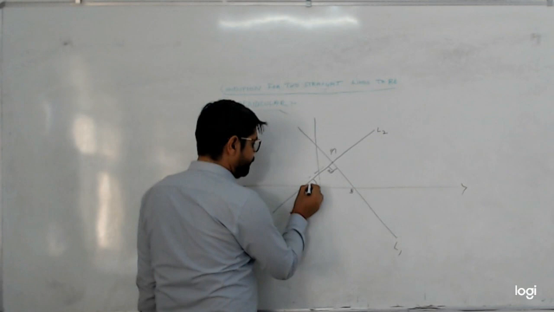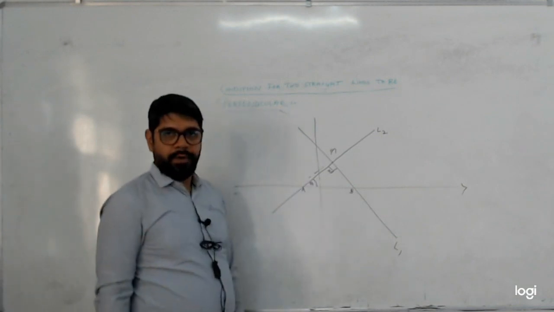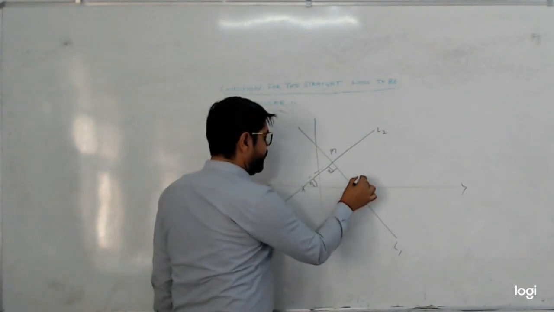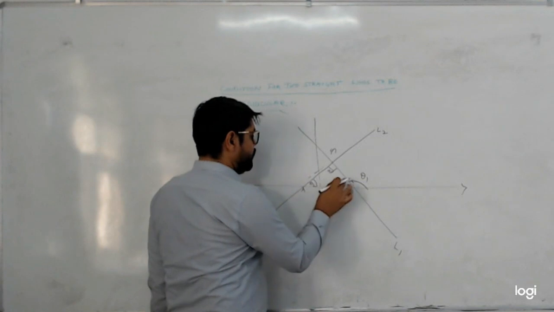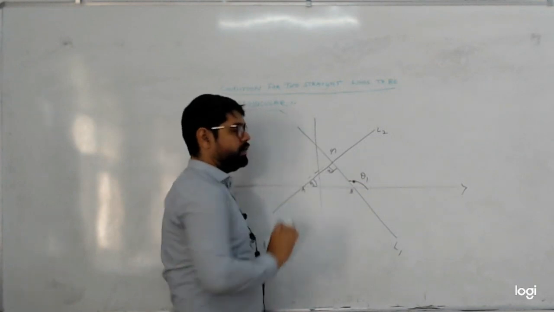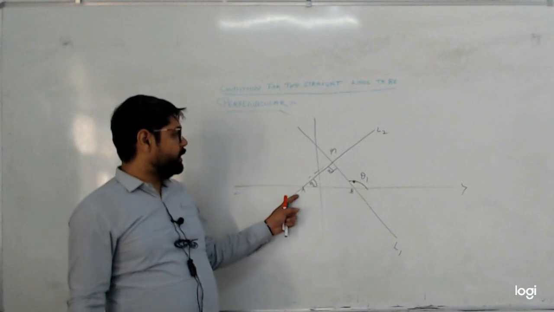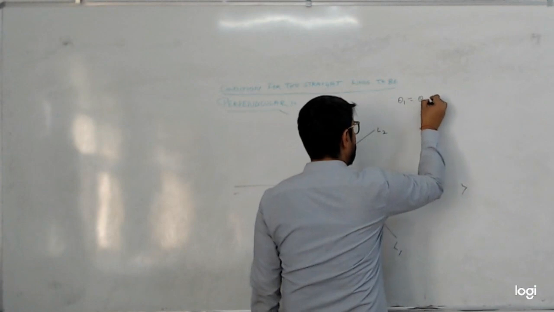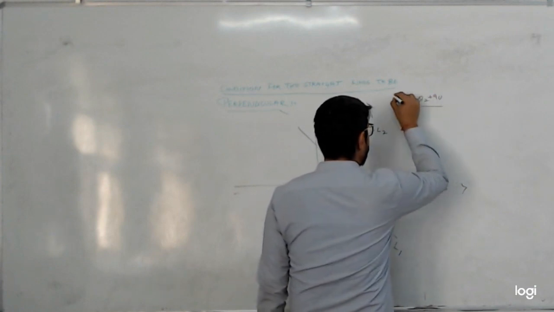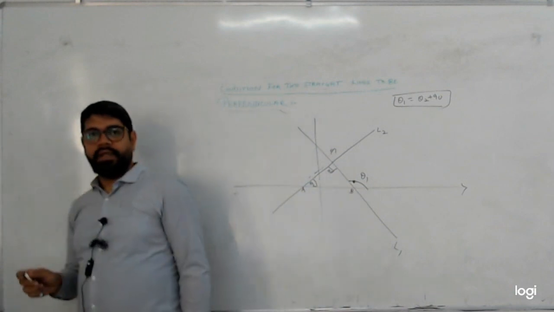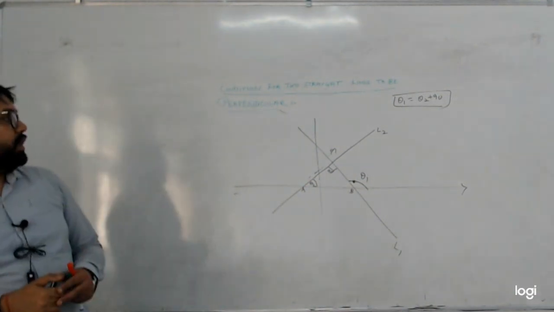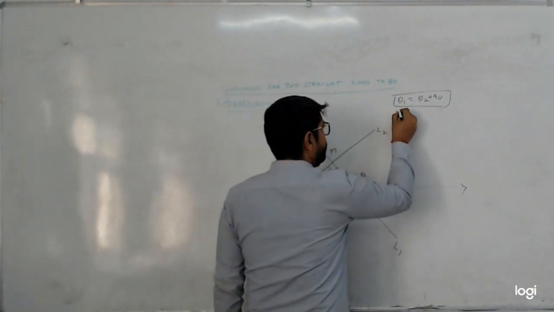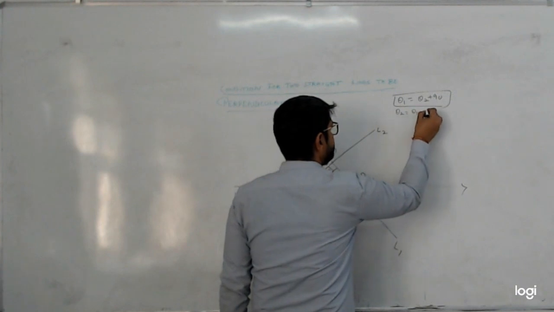Then let θ1 is the angle which L1 made with positive direction of x-axis, and θ2 is the angle which L2 made with the positive direction of x-axis. Then in triangle AMB we can easily see that θ1 is nothing but θ2 plus 90, और यहाँ से हमें क्या मिल जाएगा, θ2 is equals to θ1 minus 90.